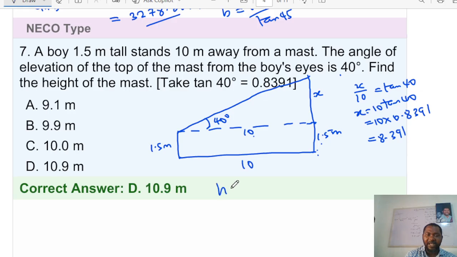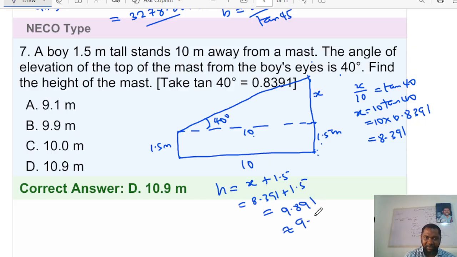So if I want to find the height of the mast, it's going to be this x plus this 1.5. You see that? Because the height of the mast is from here upwards. So it's going to be x plus 1.5, and x is already 8.391 plus 1.5, and that is going to give us 9.891. So that's approximately 9.9 meters. The answer is 9.9 meters, which is B.